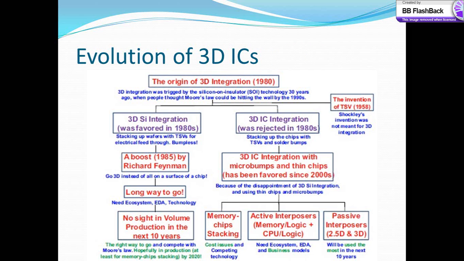This shows the timeline of 3D ICs. 3D ICs came into existence when silicon on insulator was first developed in the 1980s or the 1990s.